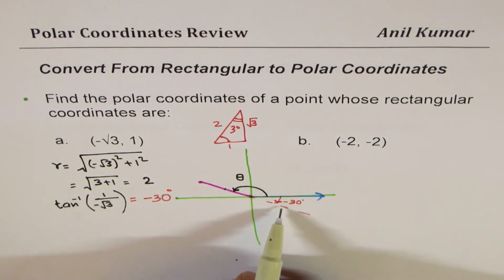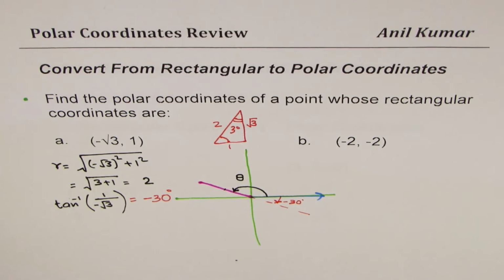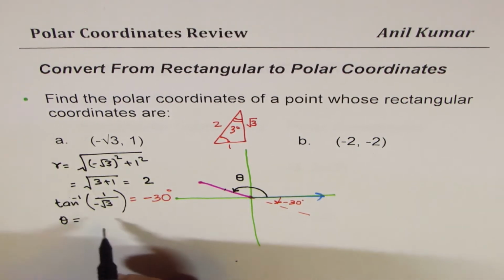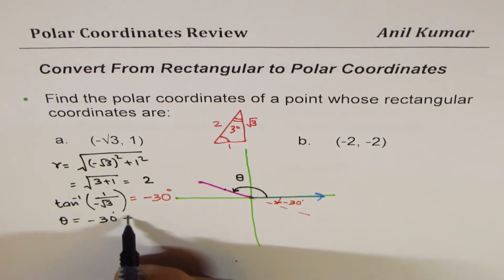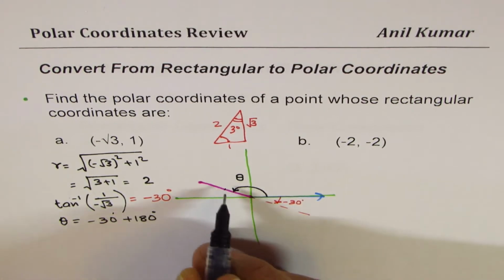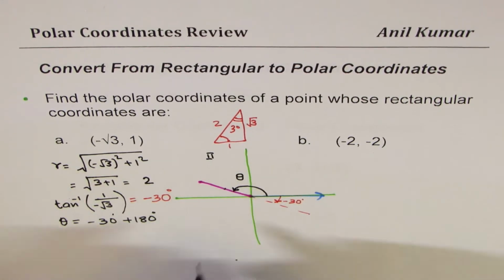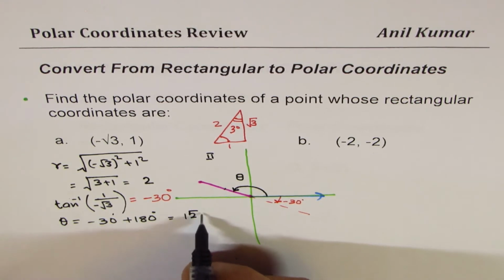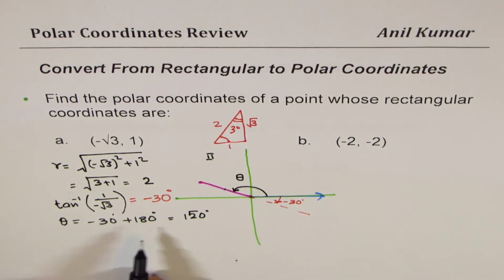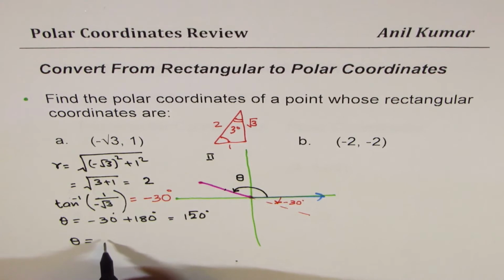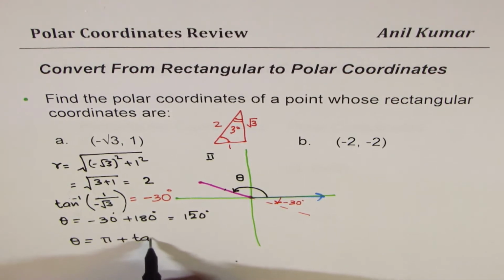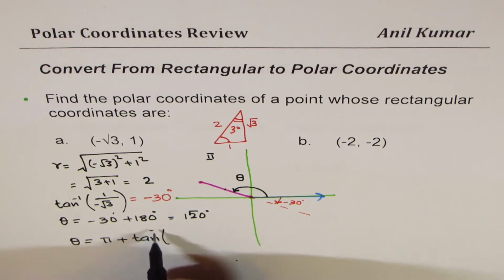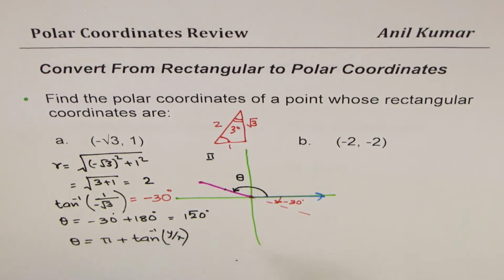Clearly, the angle is not minus 30 degrees. So to get my angle theta, what should I do? I take theta as minus 30 degrees plus 180 degrees, because I have to be in quadrant 2. That gives me 150 degrees, I'm sorry, you get 150 degrees as your answer. So what you learn here is that the angle theta is equal to pi plus tan inverse of y over x, if you are in quadrant 2.